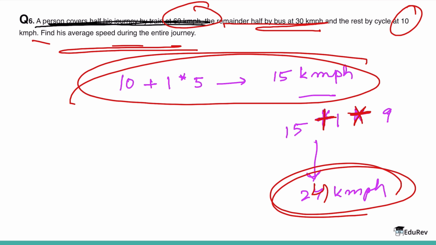If I employ the same technique for the first part, my equation is going to be 15 plus 9 times 1, and that is going to be 24. Correct. So this was question number 6. Let's move to another question.